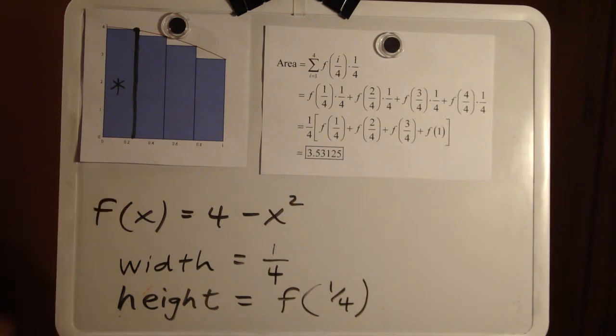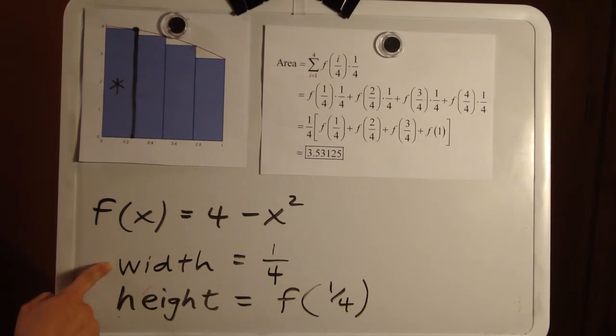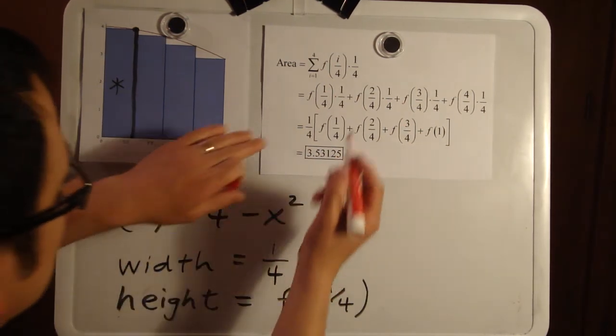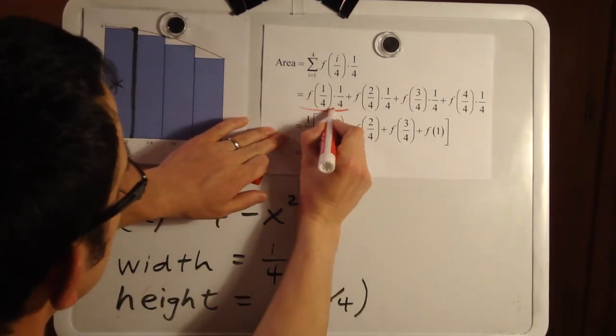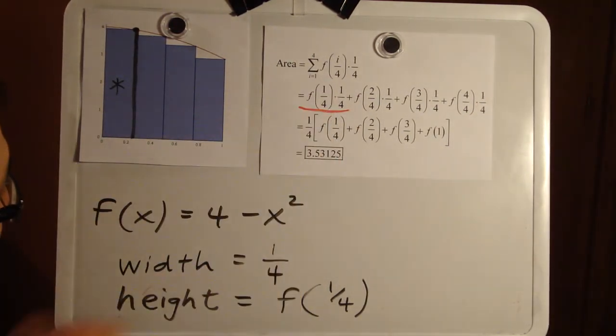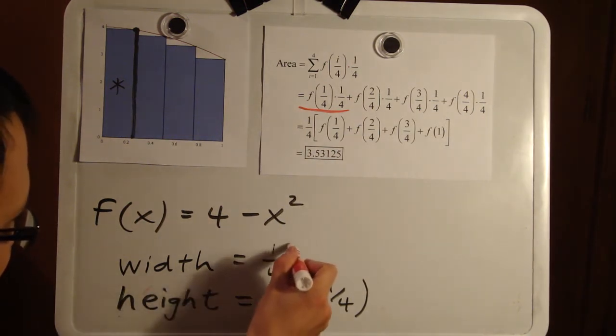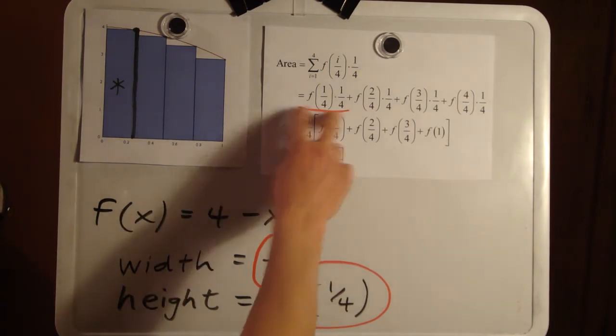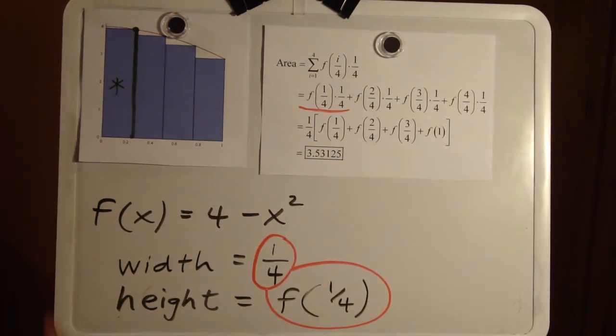So if you want to calculate the area of all 4 of these rectangles, then that means you're going to be using a height and a width 4 times. So when you look at this expression here, the very first one that we see here, and I'll highlight this, you can see the height, f of 1/4, and then times the width of 1/4. And this is exactly the data that we have here, the width and the height. So if we take those 2 numbers and we multiply them, that's going to give us the area of the first rectangle.